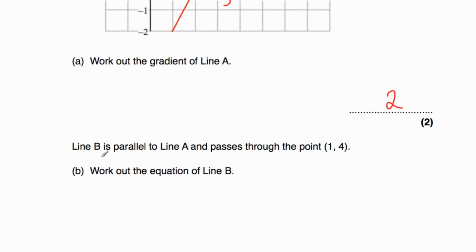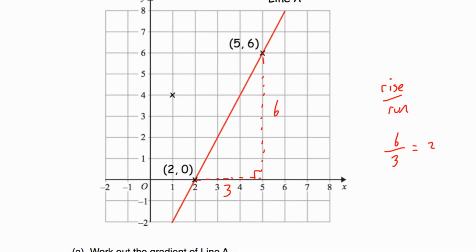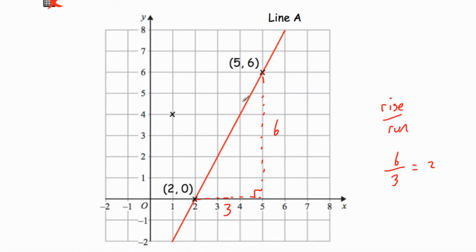Okay, and the next part says line B is parallel to line A and it passes through the point 1, 4. So let's have a look and see what we've got here. So we've got our line A, so this line. We've got line B, which is parallel to it and passes through the point 1, 4, and that's been plotted on the graph for us.